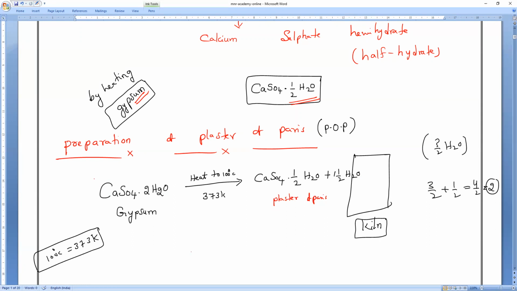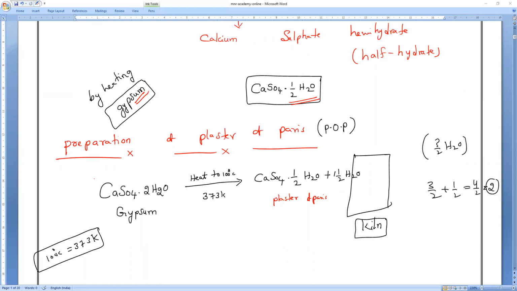If you are heating to what temperature, everybody? Yes, 373 Kelvin. Then it loses water molecules and becomes hemihydrate. What do you mean by hemihydrate? Hemihydrate we can also call half hydrate. Understood? Half hydrate. That is what is called plaster of Paris. Clear?